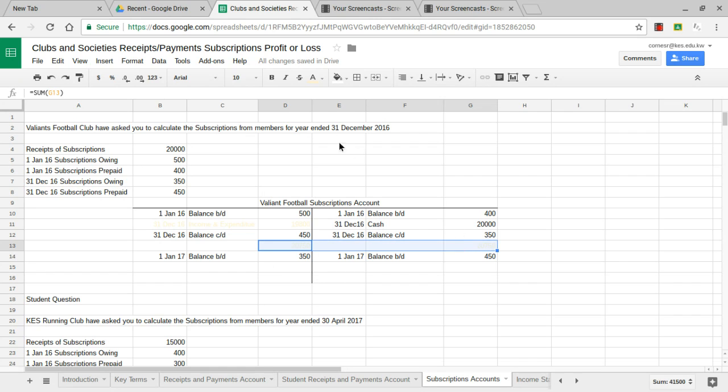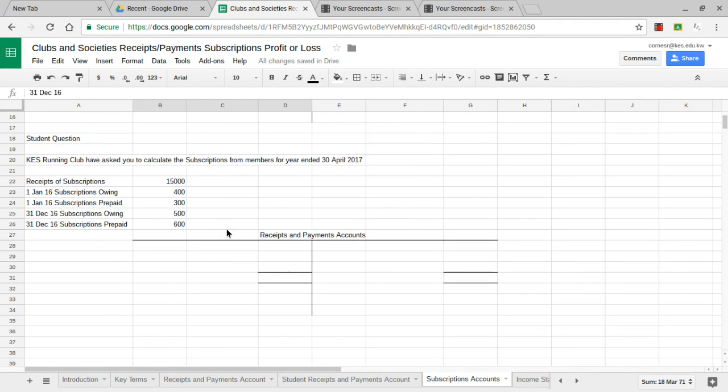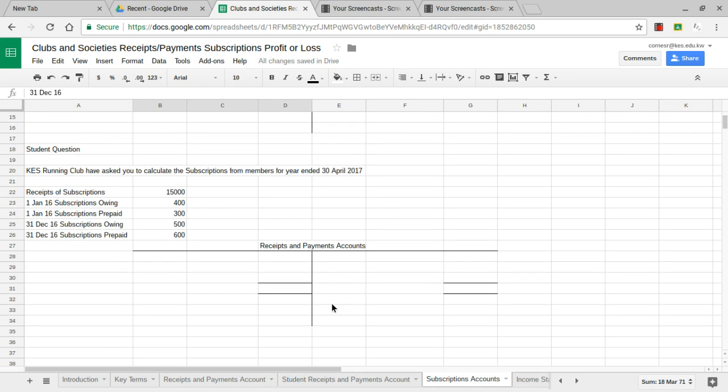Balance off the accounts. Okay, 20,750. I now subtract 450 and 500, and that gives me the amount that belongs in the income and expenditure account, remember, not the income statement. Example for you guys to do here with the Kes Running Club, and then come back very quickly for a final little bit on income and income statements.